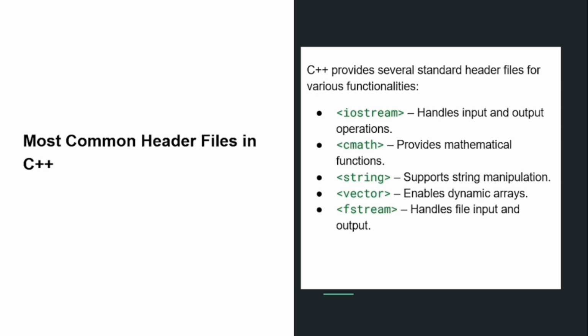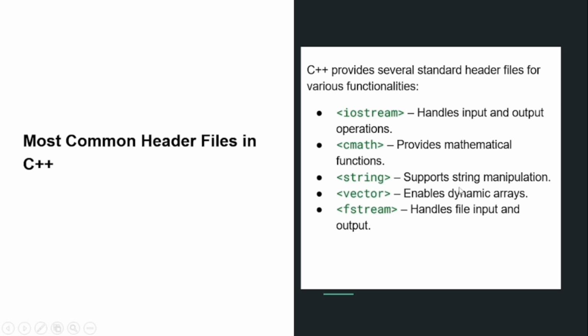Basically, iostream should be included in every program because it handles the input and output operations. It helps to perform input and output operations through the cout and cin functions. cmath is used to perform mathematical operations like multiplication, division, and algebraic equations.